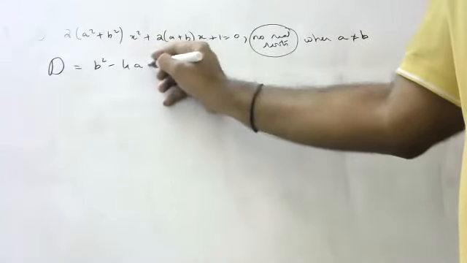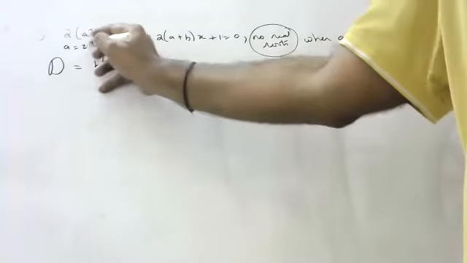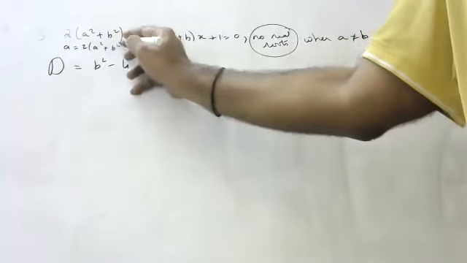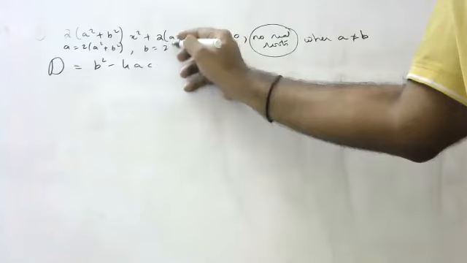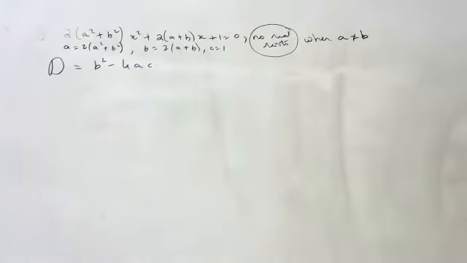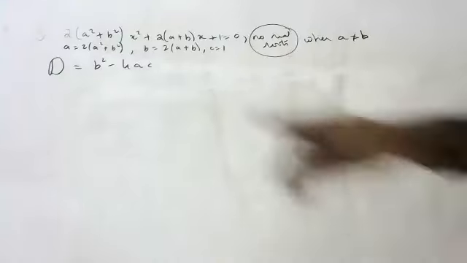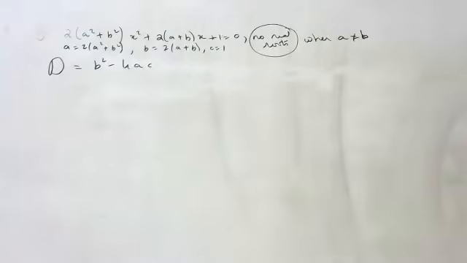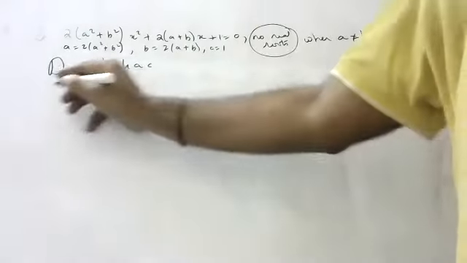b² minus 4ac. Okay, what is a, children? 2(a² + b²). Don't take x. b is equal to 2(a + b). What is c, children? 1. Let's find the discriminant. No real roots means it should come less than 0. Okay, let's check. Can anyone help me with the substitution?